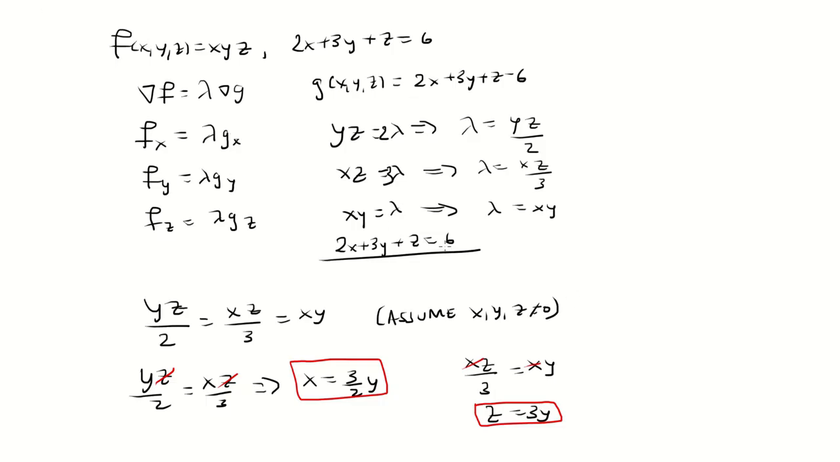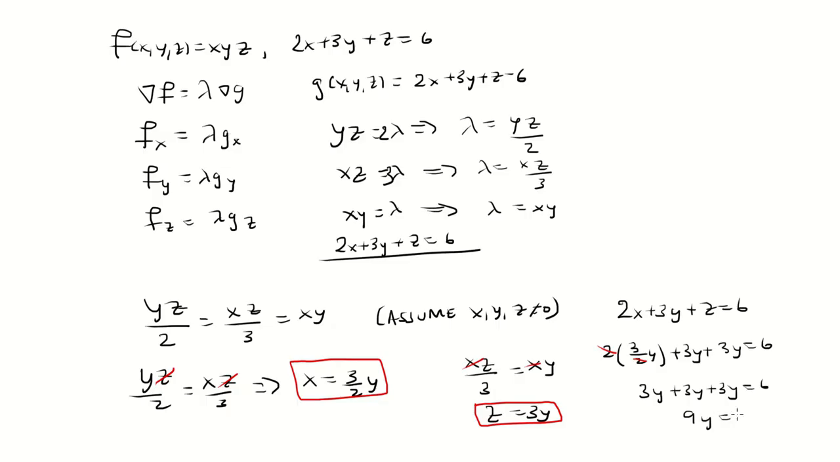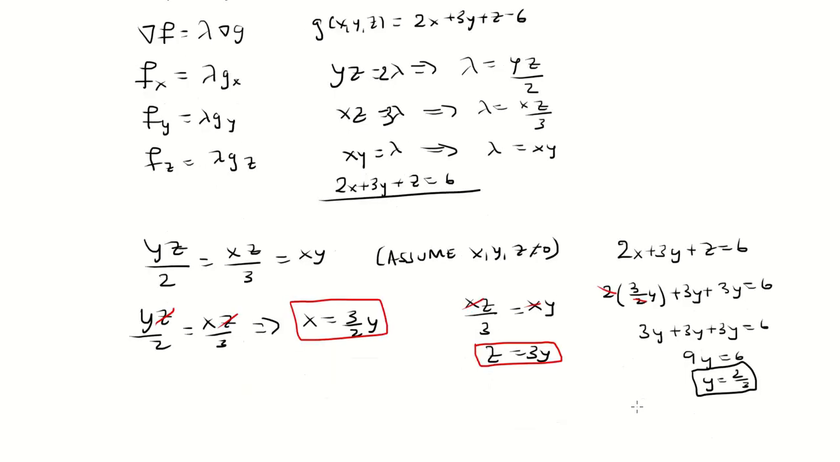The constraint is 2x plus 3y plus z is equal to 6. x we said is 3/2 y. y is just y, so we'll leave that alone. And then z is 3y. Now the 2's are going to cancel. I have 3y plus 3y plus 3y equals 6. That's 9y equals 6. Dividing by 9, we get 2/3. So y is 2/3.